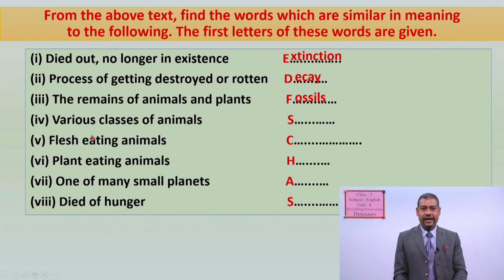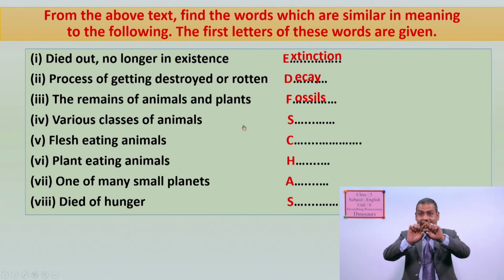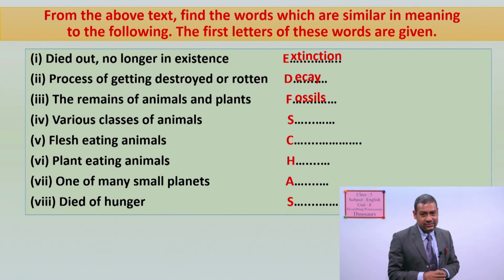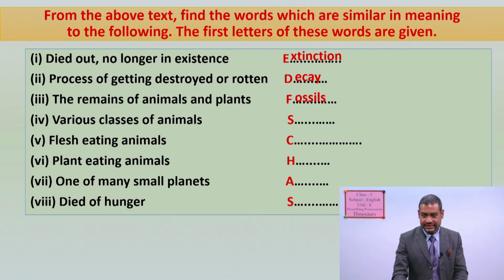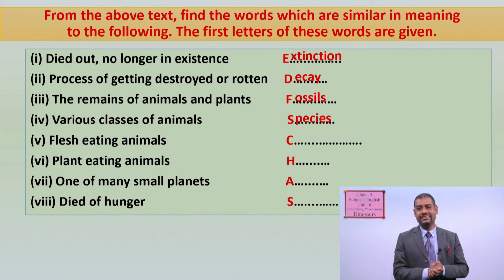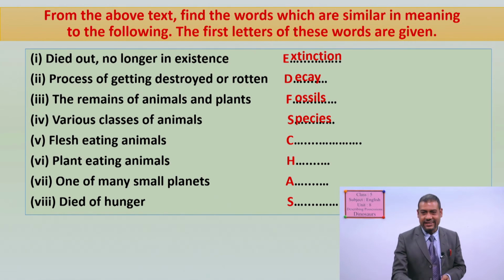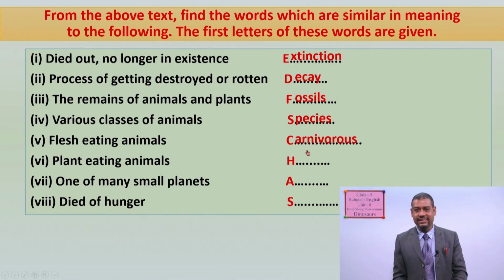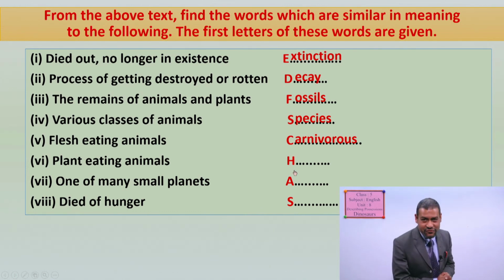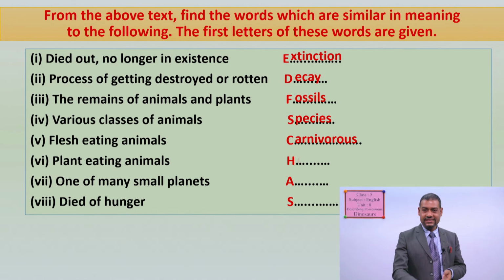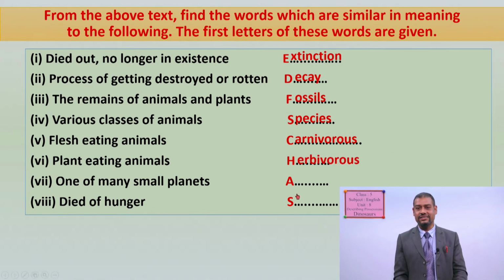Fossils. Another, various classes of animals, types of animals we have discussed. So the word for this is, tell me. Oh yes, that is species. S-P-E-C-I-E-S, species. Another, flesh-eating animals, so easy for you. Yeah, what is that? Okay, that is carnivorous. C-A-R-N-I-V-O-R-O-U-S, carnivorous. Another, plant-eating animals. Oh my God, again very easy word for you. That is, yes, herbivorous.